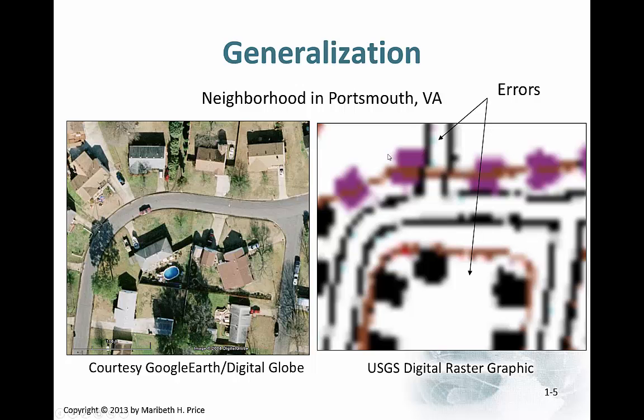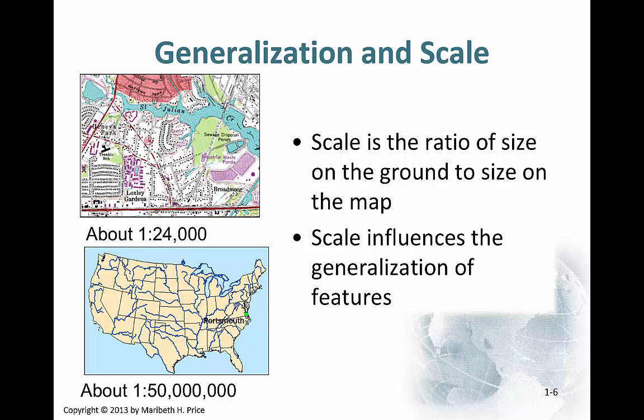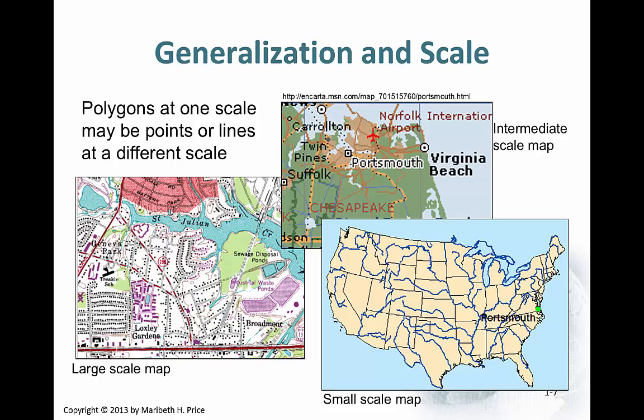Most maps are generalized, which means some data could be missing or slightly mispositioned. The amount of generalization is based on scale. Polygons on large-scale maps might appear as points or lines on intermediate and small-scale maps.